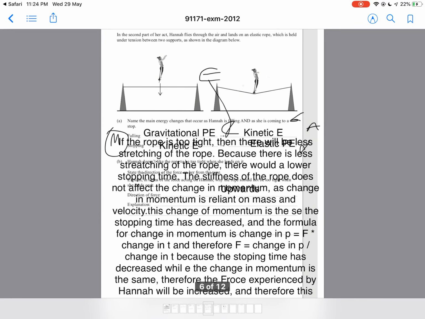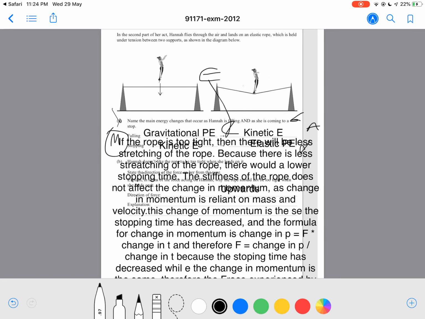Okay, so this is the other type of question that you could come across. What does stretching the rope do to decrease the force? Basically, you have to relate that back to the impulse equation, change in p equals force multiplied by change in time. When the rope stretches, it actually increases the stopping time. Some of the EK is converted into EP, and that increases the stopping time, and therefore, linking it back to the equation, the force decreases.